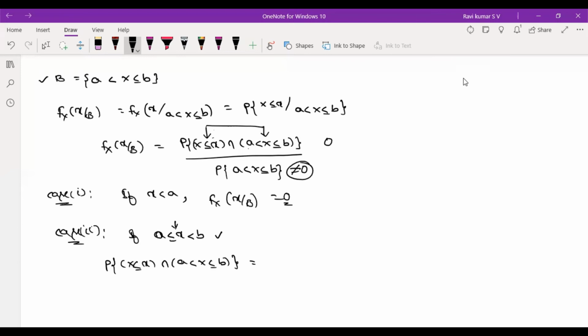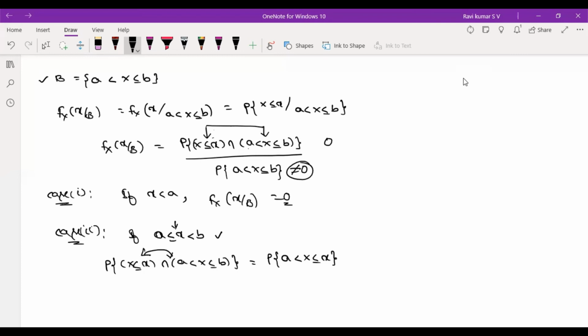So if you take the two events X less than or equal to x and a less than X less than or equal to b, what is the common element between the two? X is taken up to b but not b. So the common element is a less than X less than or equal to x only, because you are not taking x equal to b, x is always less than b only. In that interval only the common element lies.